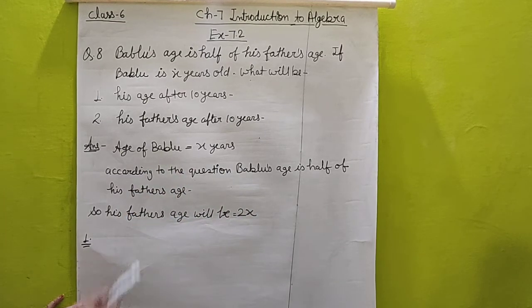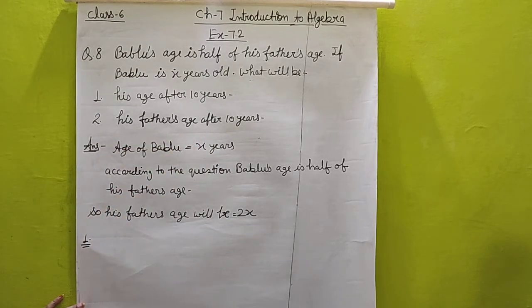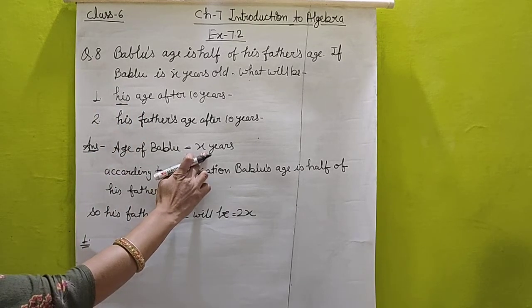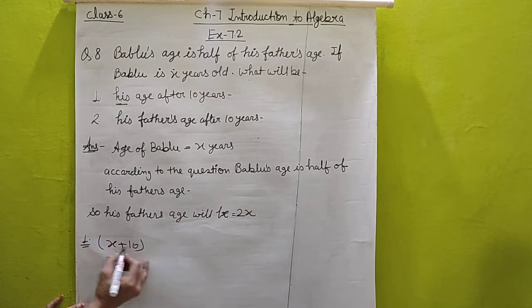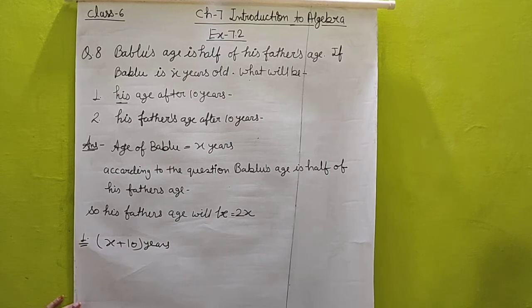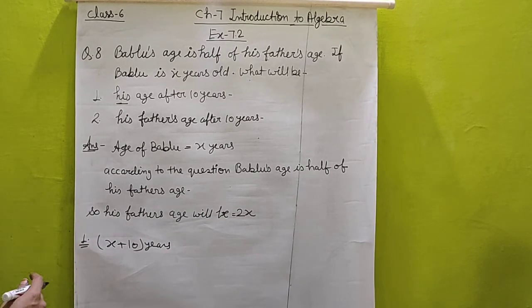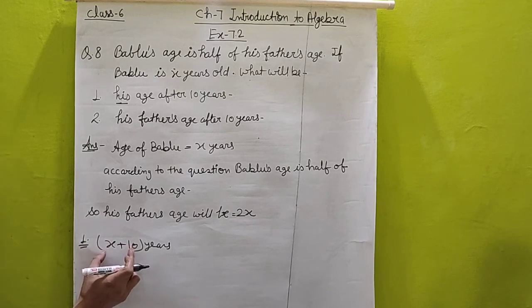Okay students. Now part 1, his age after 10 years. His age means students, Bablu's age. Okay. So Bablu's age is x. After 10 years means students, x plus 10 years will be Bablu's age. Because students, when we have to find out future age, then we add the 10 years, 15 years, we have to add to the given present age.